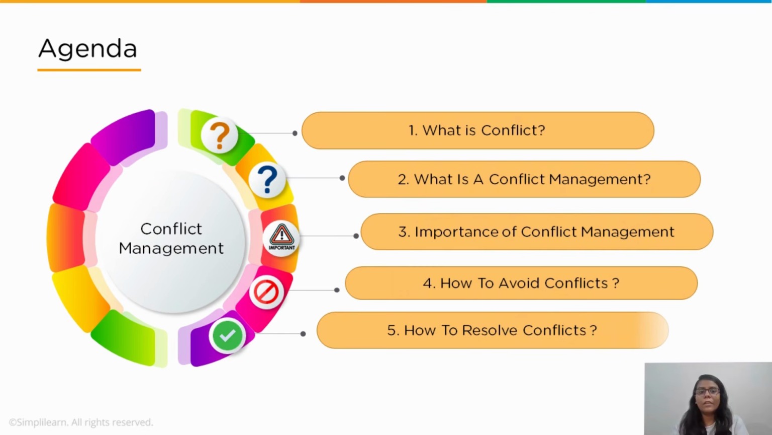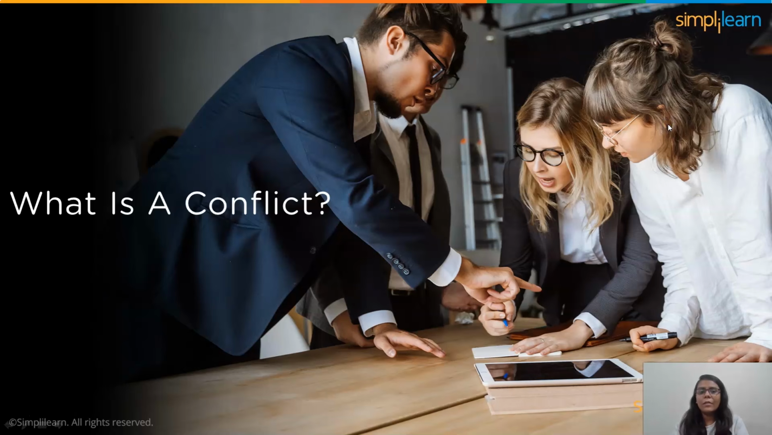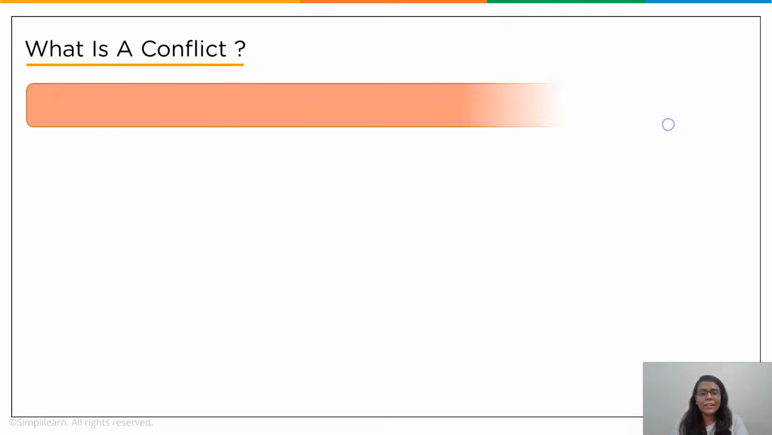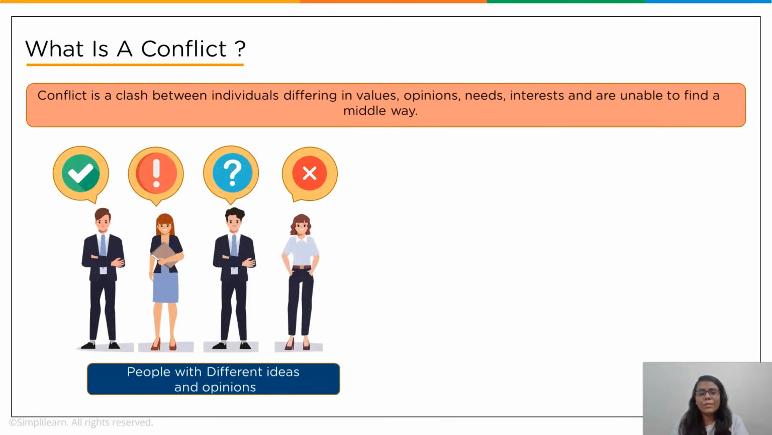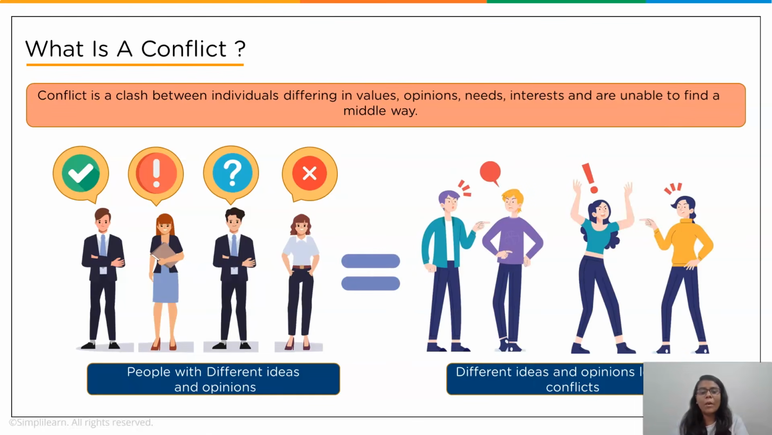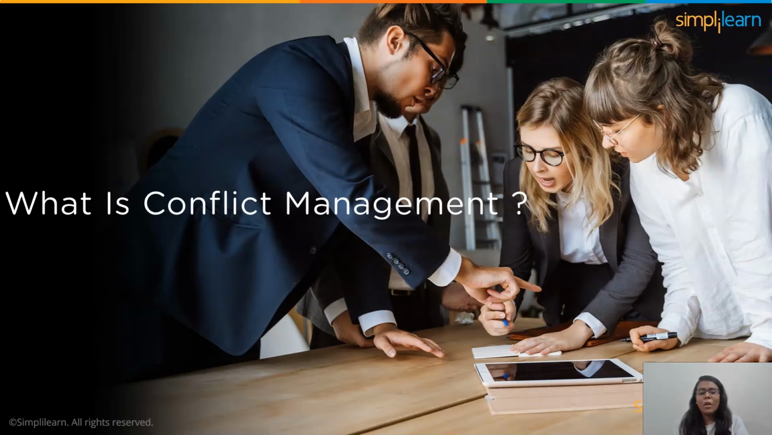Now, before moving ahead with conflict management, let's understand what a conflict is. A conflict is defined as a clash between individuals arising due to different thought processes, attitudes, understanding, requirements, etc. So, when individuals differ in opinions or interest and are unable to find a middle or better way, there arises a conflict, where most conflicts result in heated arguments, loss of peace and harmony, and negative perceptions. So now understand what is conflict management.